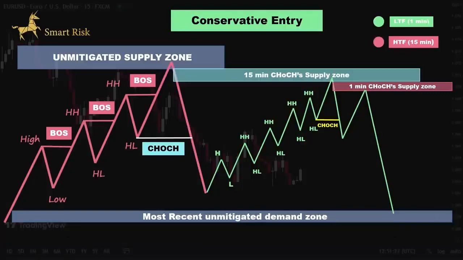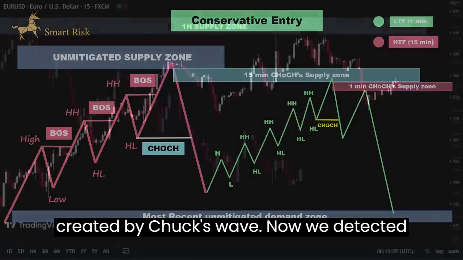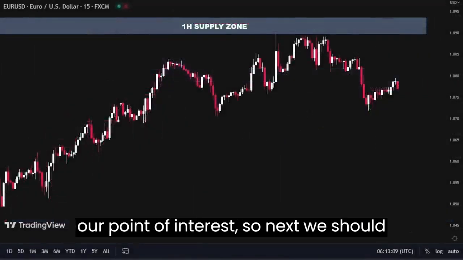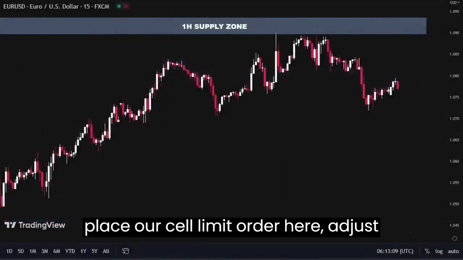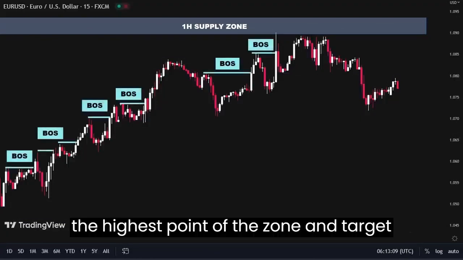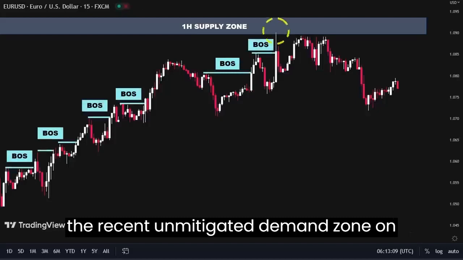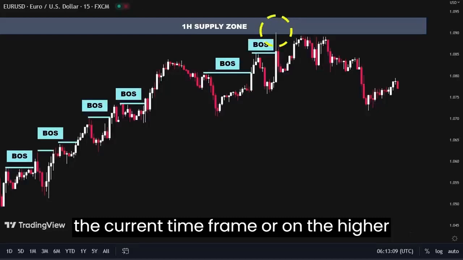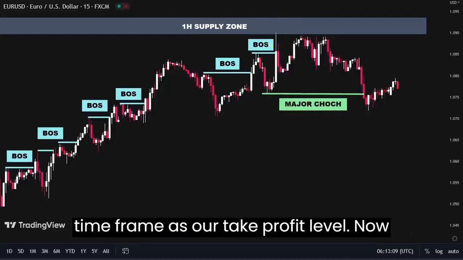In the next step, we will highlight the supply zone created by Chalk's wave. Now we detected our point of interest, so next, we should place our sell limit order here, adjust our stop loss a couple of pips above the highest point of the zone, and target the recent unmitigated demand zone on the current time frame or on the higher time frame as our take profit level.